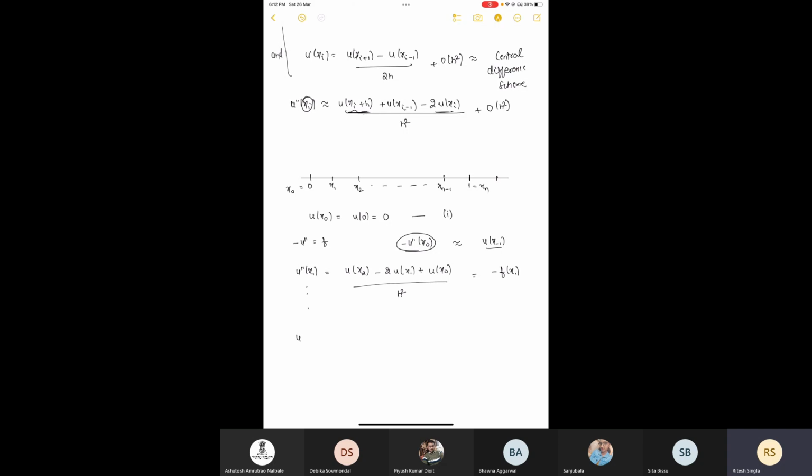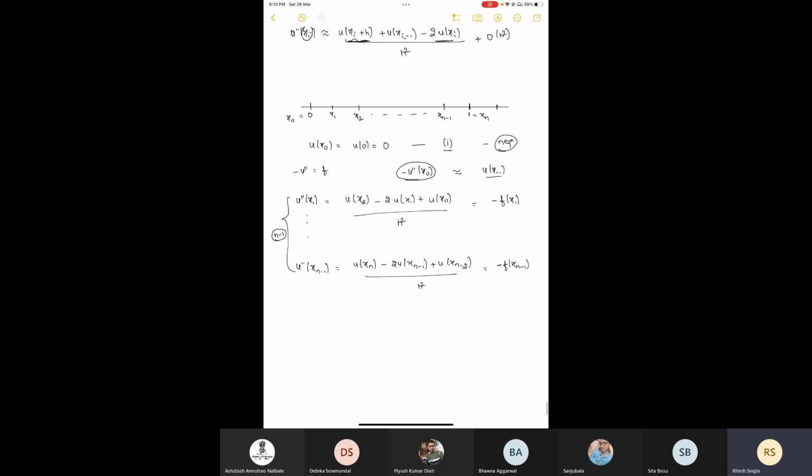Similarly, we can find up to u double prime of x of n minus 1, which will be equal to u of x of n minus 2 minus 2 times u of x of n minus 1 plus u of x of n upon h square, which is equal to minus f of x of n minus 1, right? So if you see, we have n minus 1 equations here and one equation here, total n equations. But we want to solve it for u of x naught up to u of xn. So we want n plus 1 equations, right?